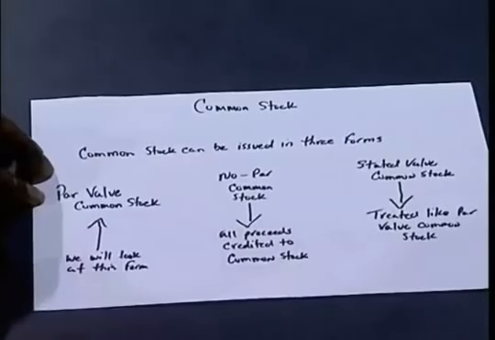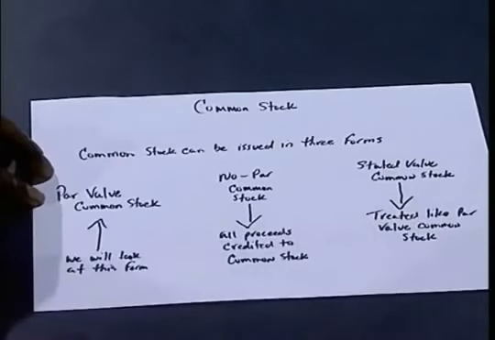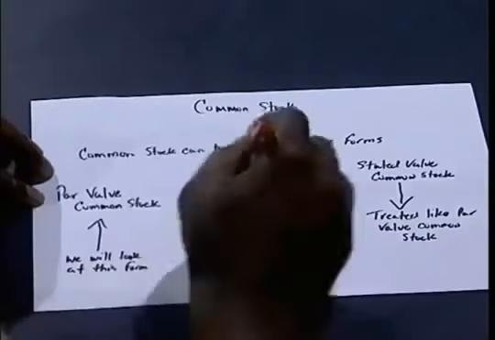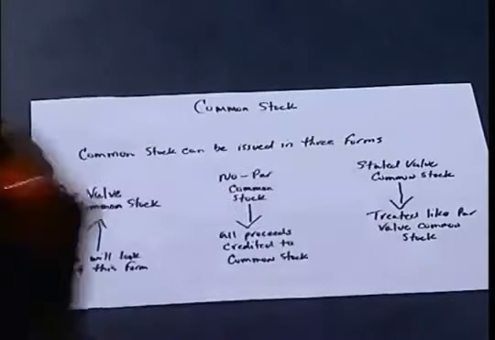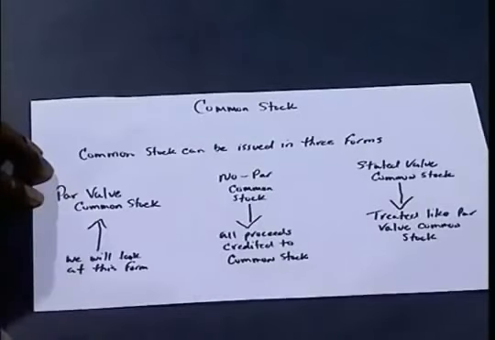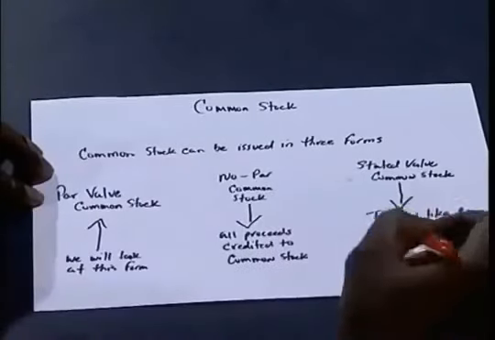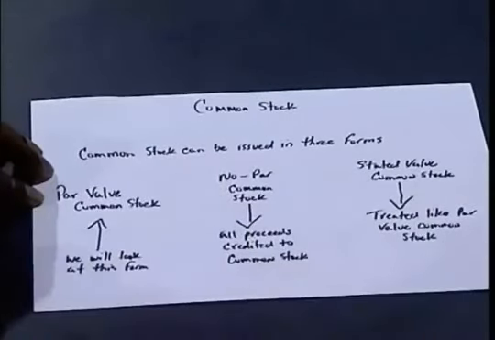Before we do the example problem, I'm going to take you through some of the basic definitions you need to know about stock. And we'll start out with the stock that we're going to focus on in our example, no par common stock, which in that case all proceeds are then credited to common stock. And then you have what they call a stated value common stock, and it's treated just like common stock.